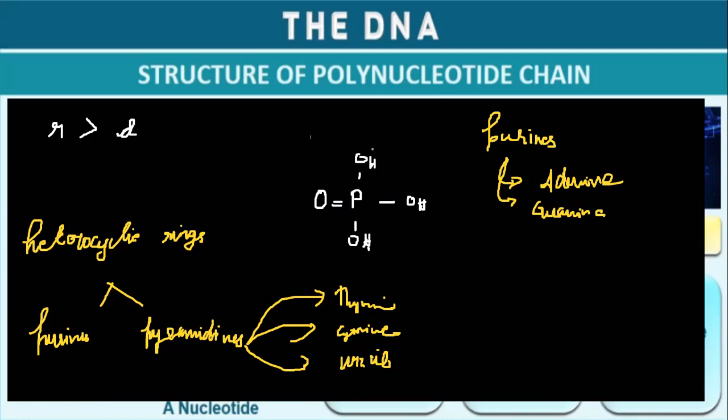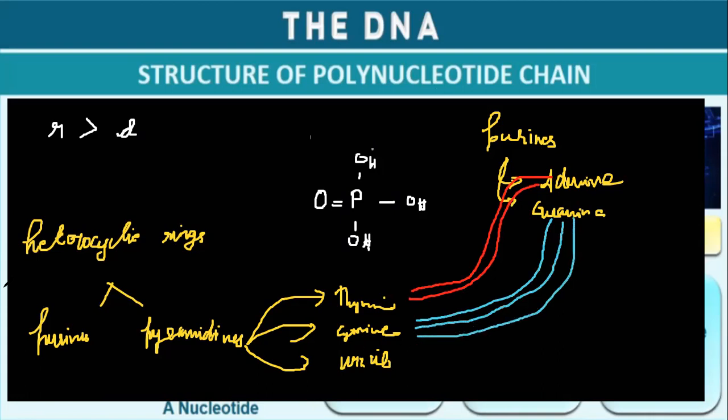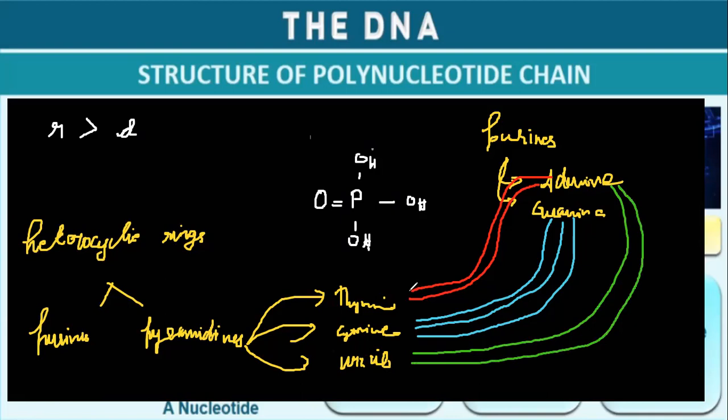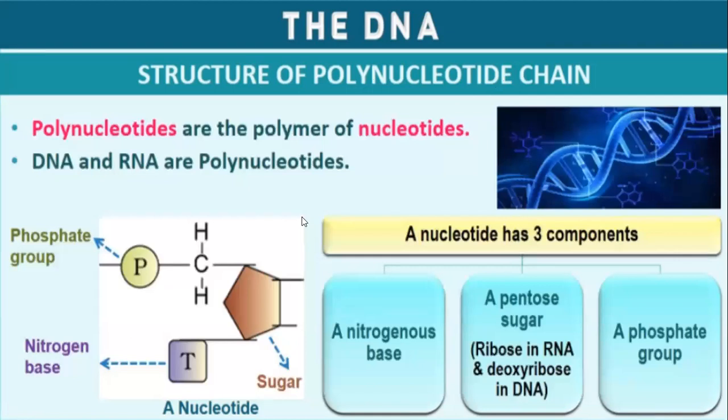From this, adenine always pairs with thymine by a double hydrogen bond, and guanine always pairs with cytosine by a triple hydrogen bond. In order to show the bonding, I'm just drawing like this. In case of RNA, adenine instead pairs with uracil by a double hydrogen bond, whereas in DNA, adenine pairs with thymine by a double hydrogen bond.